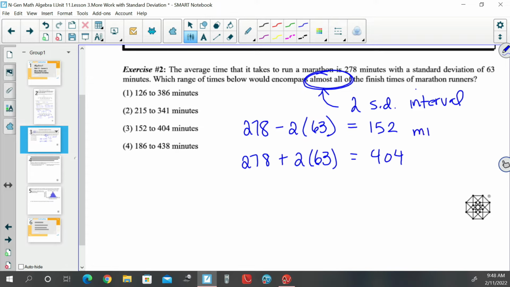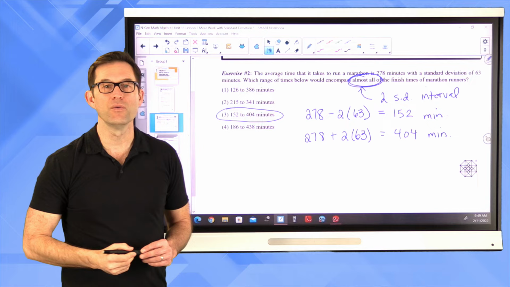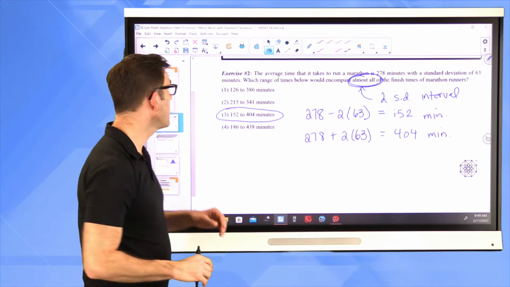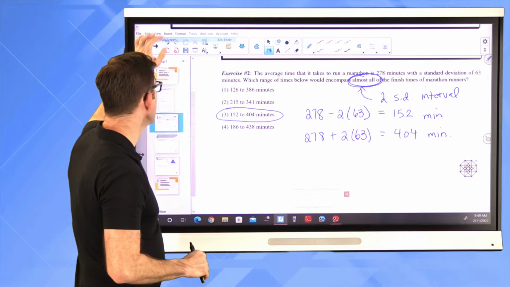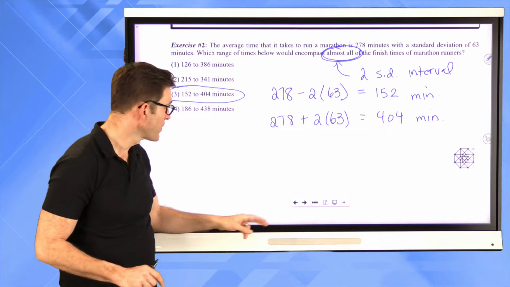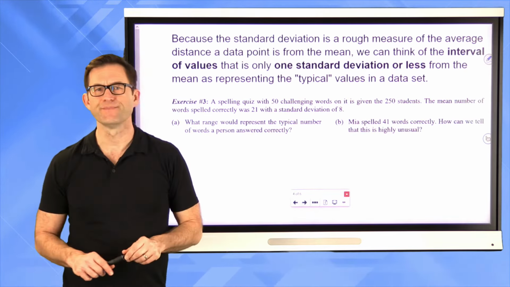By the way, keep in mind that those have the exact same units as the data, right? So there it is. 152 to 404 minutes. All right. 2 standard deviations. Within that, you will get almost all the data. Okay. Let's keep working with standard deviation.